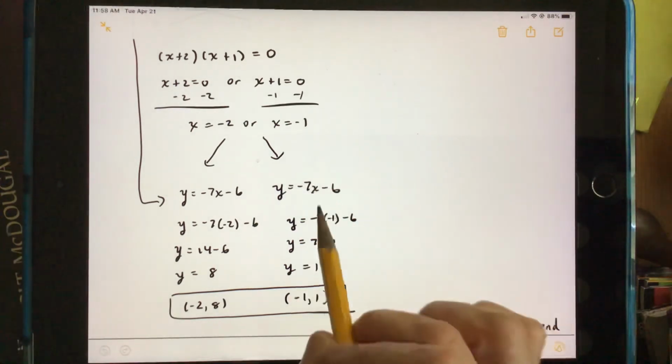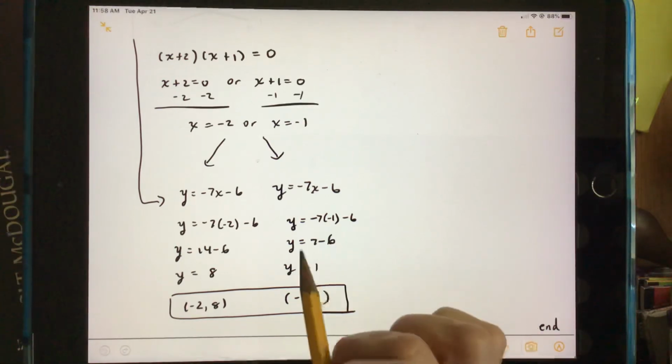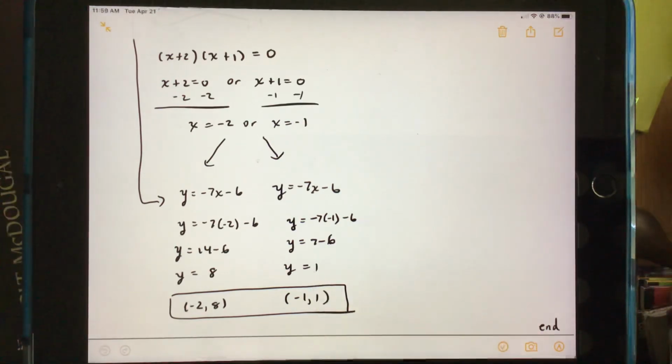When x is negative 1, plugging that in for x, I'd have negative 7 times negative 1 minus 6, giving me 7 minus 6, and 7 minus 6 is 1. So my other ordered pair solution would be negative 1, 1. These are the two ordered pairs where the line and the parabola would intersect each other. Both of these are the x and y coordinates that would solve both equations correctly.